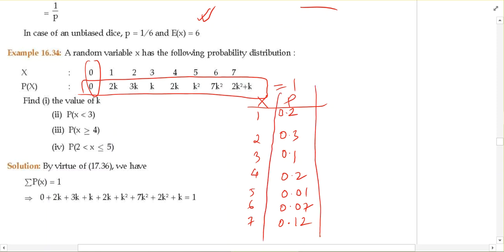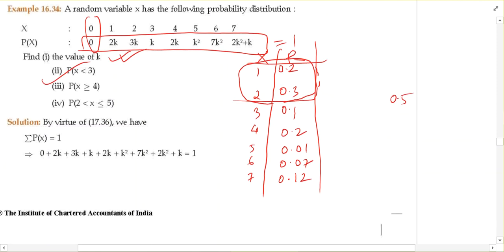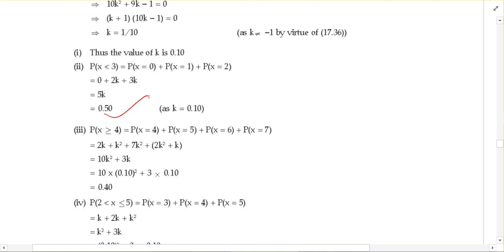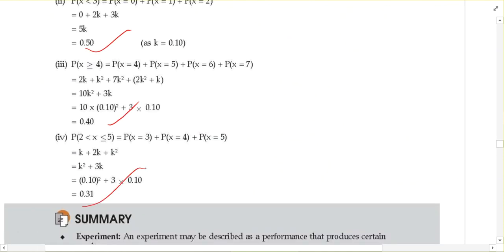Now find the value of k, that we have done. K is 0.1. Probability of x less than 3. X less than 3, that is this 1 and 2. So 0.2 plus 0.3, that is 0.5. Done. X greater than or equal to 4. We will include 4 also. So 0.2, 0.1, 0.1, and so on, 0.4 will be the answer. The sum of these is 0.4. Probability of x greater than 2 and less than or equal to 5, that means starting from 3. So 3, 4 and 5. This is 0.31. So 0.5, 0.4 and 0.31 are the answers.